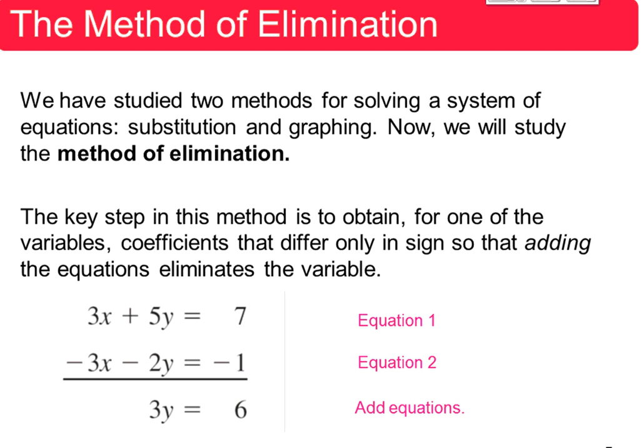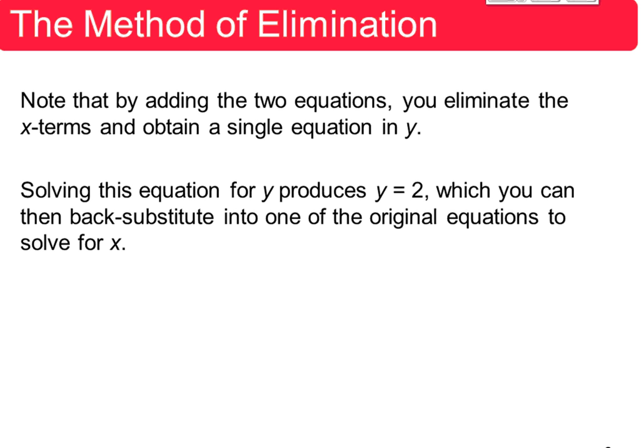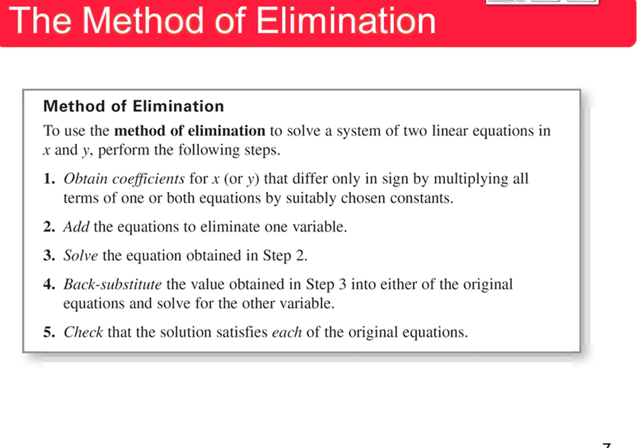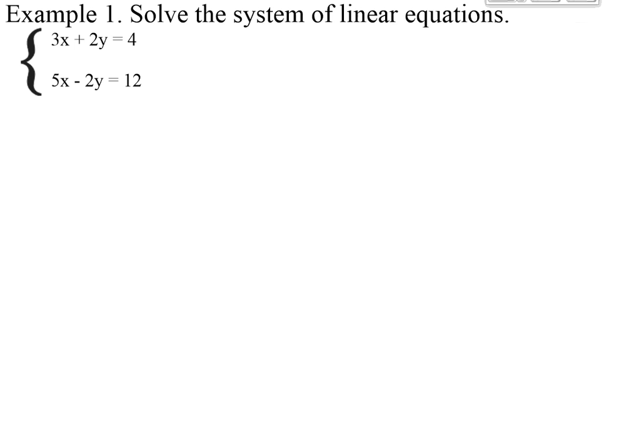Now elimination. If I'm lucky enough to have something like these 2 equations that are on the smartboard right now, the 3x and negative 3x will cancel out. So if I just add them together, I get 3y equals 6. Then y will equal 2. I can back substitute. We've always said substitute that back in to get y. And then back substitute to get the x value as you go through. So here is the method of elimination.